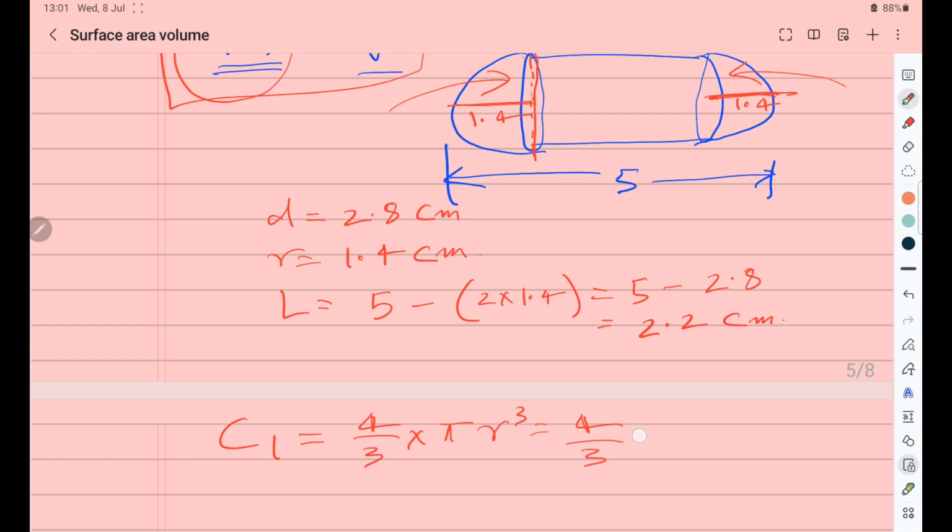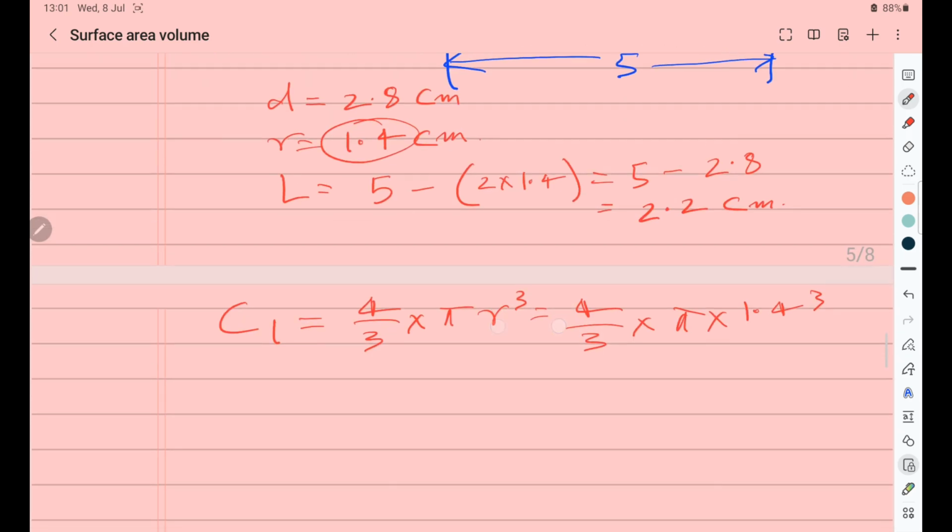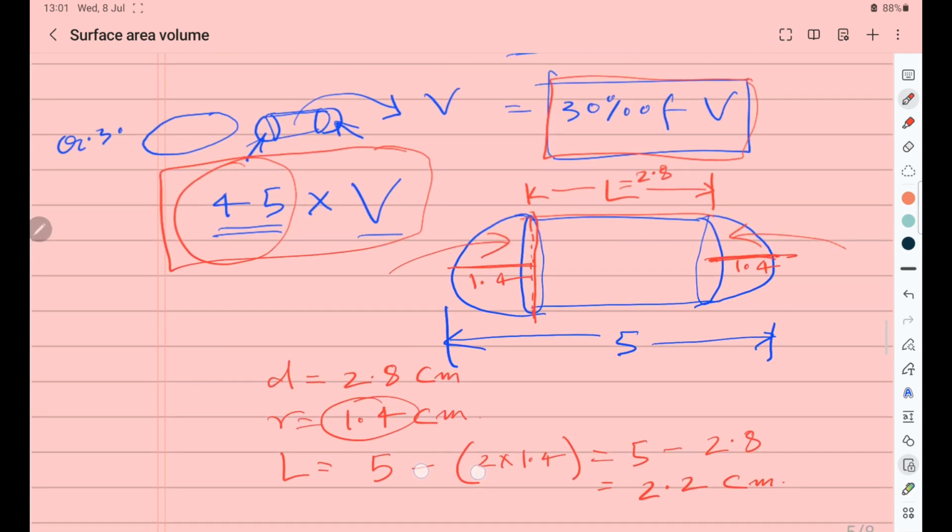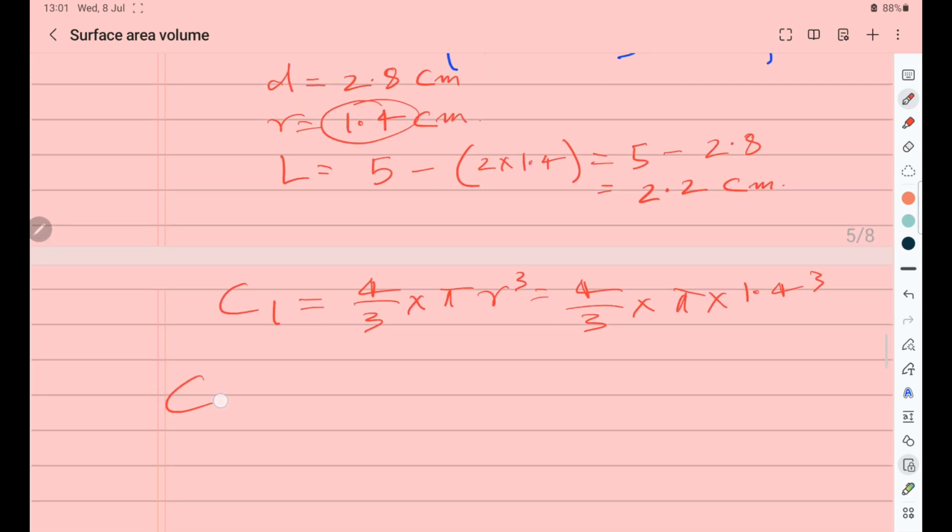And what is r? r is 1.4, so 1.4 to the power 3. You can just find it out by multiplication. And then what is the volume of the cylinder? The volume of the cylinder will obviously be pi r square h. If you have not seen the video before where I have explained this formula, please watch it. Pi r square h, so pi into r square. r is the same 1.4.